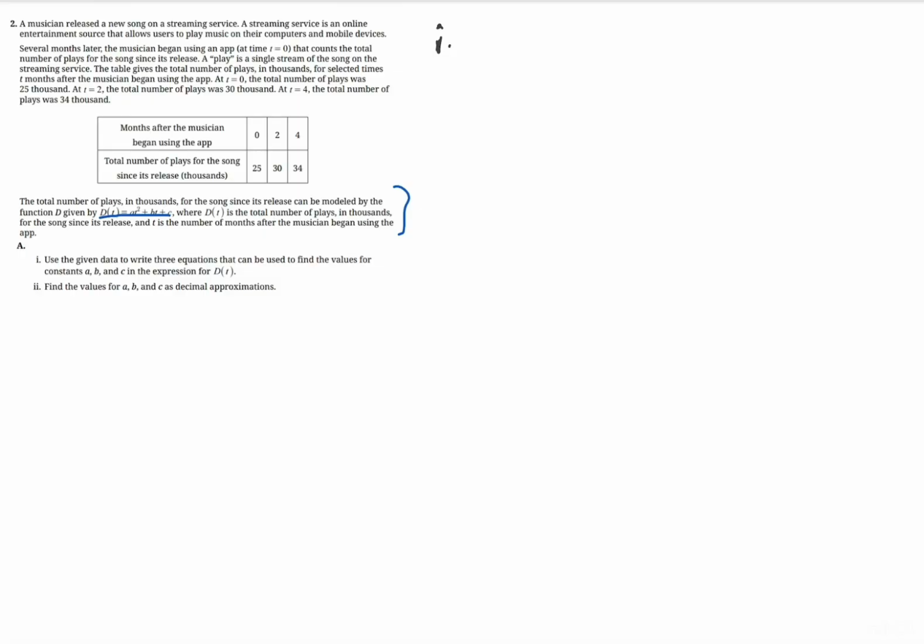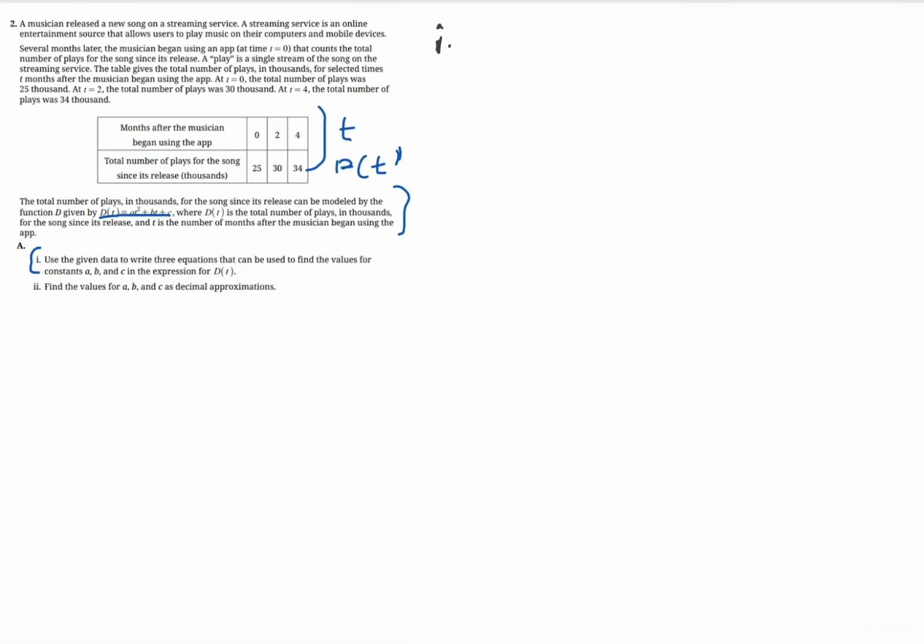And we're asked to find in subpart 1, use the given data to write three equations that can be used to find values for constants a, b, and c in the expression for d of t. Okay, so we have three constants, a, b, and c. So you plug in each input value. I'll start with t. This is the t value, and this is the d of t value. So I'll start by putting in t of 0.